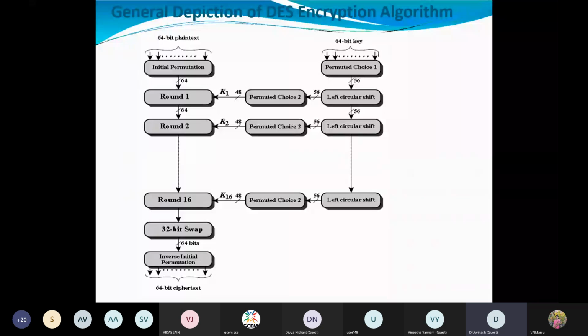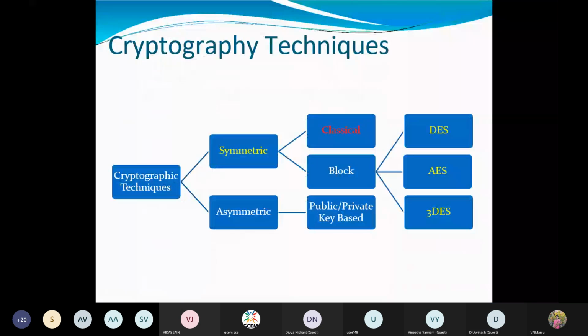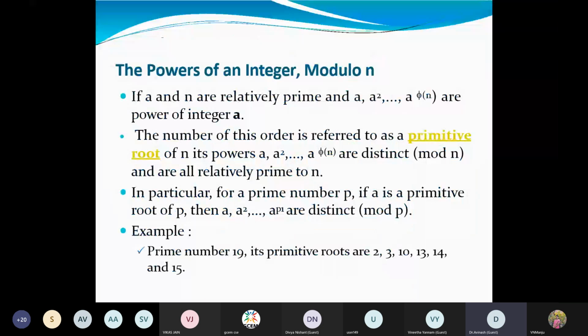So the different rounds happen: round one, round two, round three, up to round 16. There are 16 total rounds which are going to happen, in which we obtain a 64-bit operation. Again, we are talking about the techniques which are DES, AES, and 3DES. So this is where the algorithm is working, performing powers of integers modulo n.